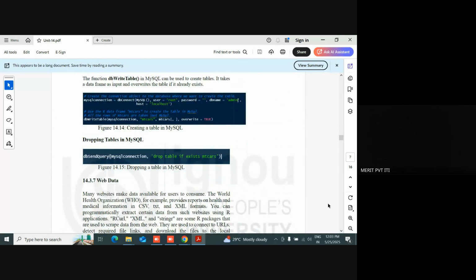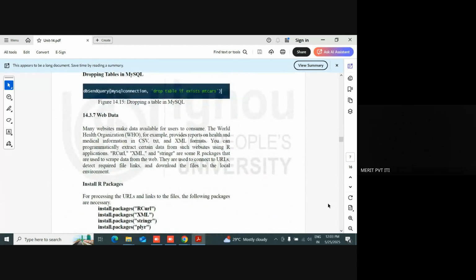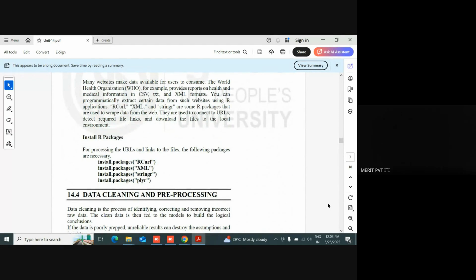Web data has also been covered in the same way. Install the packages RCurl, XML, and stringr, and the page. So these are the four install packages.